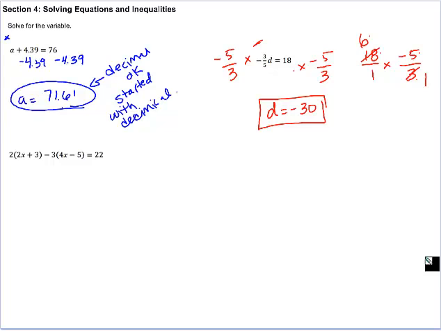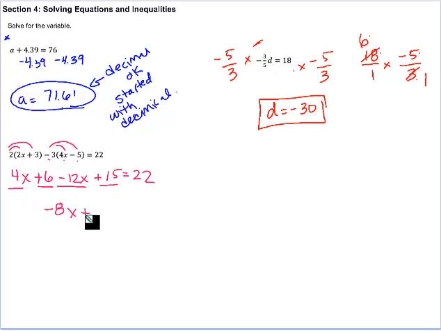Next one, 2 times the quantity 2x plus 3 minus 3 times the quantity 4x minus 5 is equal to 22. So you have to distribute. So 2 times 2x is 4x, plus 2 times 3 is 6. Distribute the negative 3. Negative 3 times 4x is minus 12x. Negative 3 times negative 5 is plus 15. Combine like terms, so 4x minus 12x is negative 8x. 6 plus 15 is plus 21.